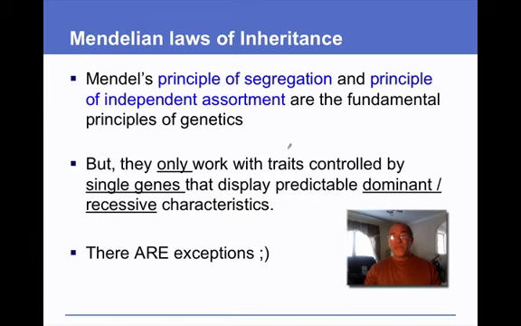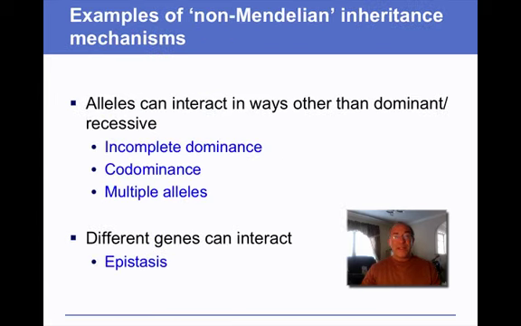So Mendel's laws of inheritance, his principle of segregation and independent assortment, are very good fundamental principles of genetics, but they only work when we're talking about single genes, such as A's and B's, or S's and Y's, that have standard predictable dominant or recessive characteristics. And there are many genes that do not have these particular traits. So we're going to have a look at some exceptions to the Mendelian laws of inheritance. One example is incomplete dominance, and then there's also codominance, multiple alleles and epistasis. These are the 4 examples that we're going to look at.